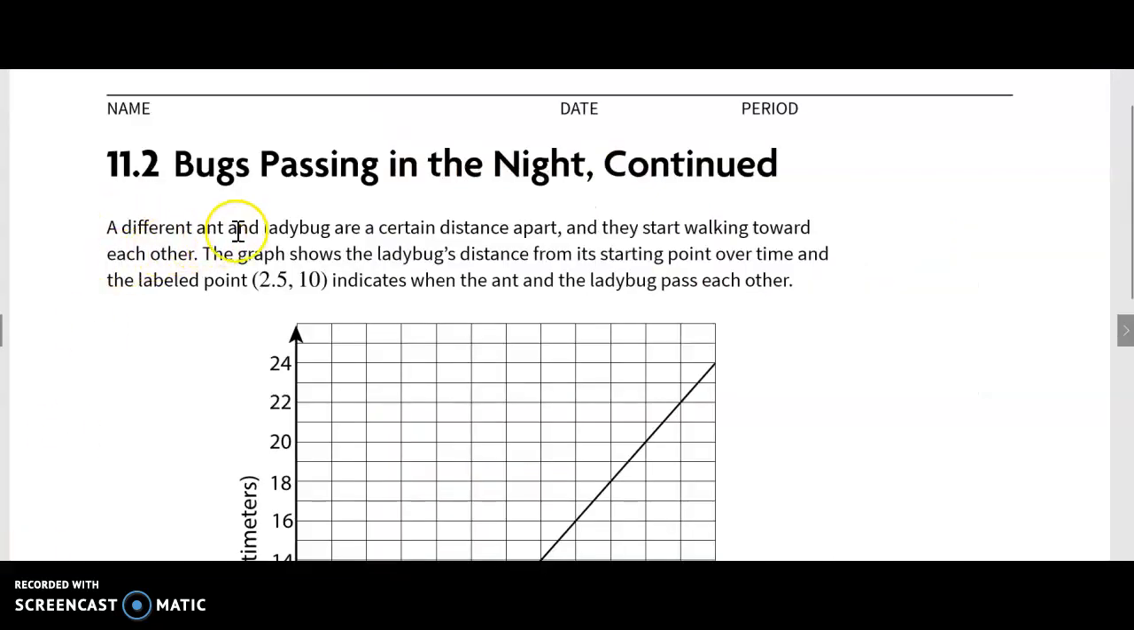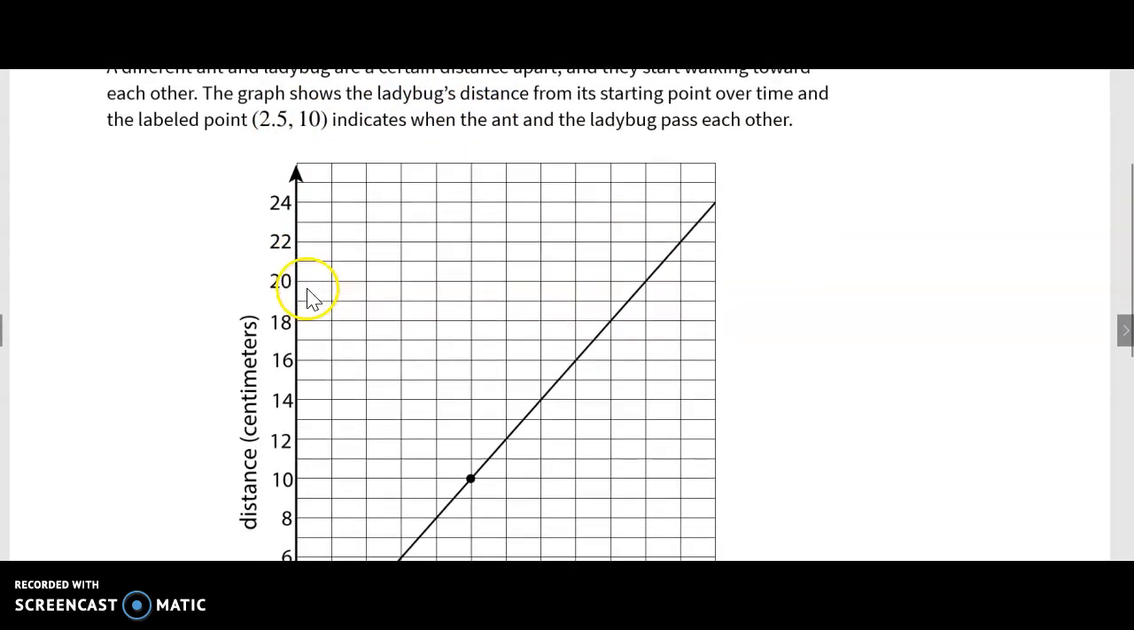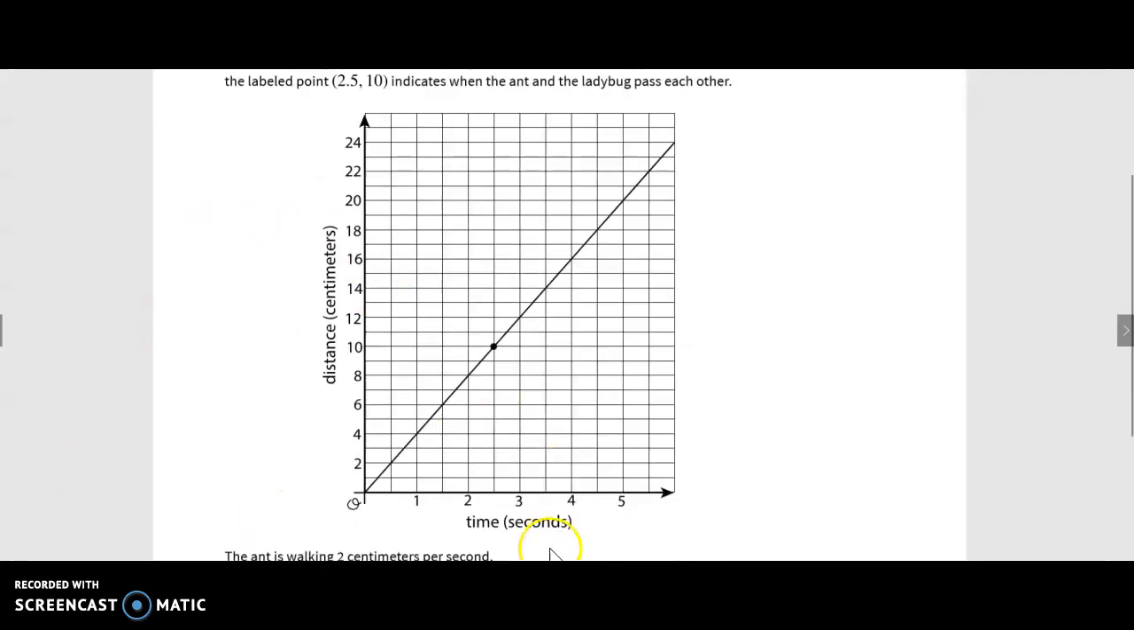A different ant and ladybug are a certain distance apart, and they start walking towards each other. The graph shows the ladybug's distance from its starting point over time, and the labeled point (2.5, 10), which is right here, indicates when the ant and the ladybug pass each other. I'm going to zoom out a little bit so we can see the whole thing. Alright, so now we see our graph right here. We have time on our x-axis. We have distance for our y-axis.